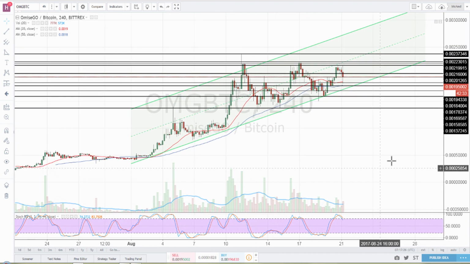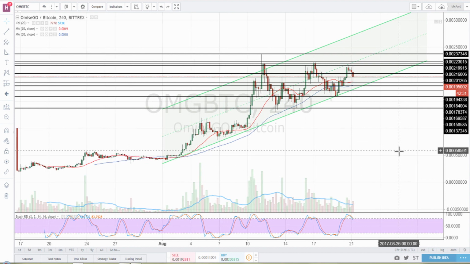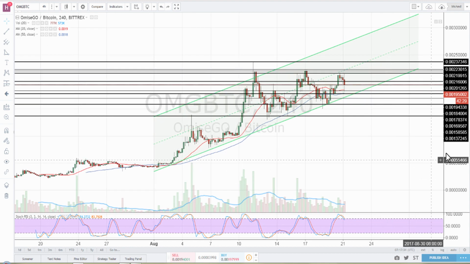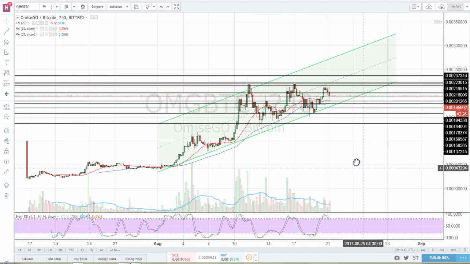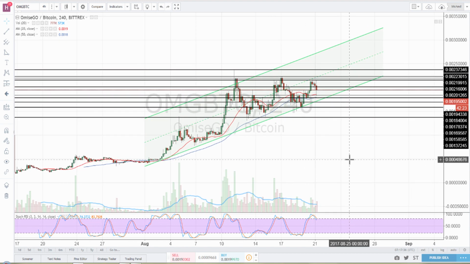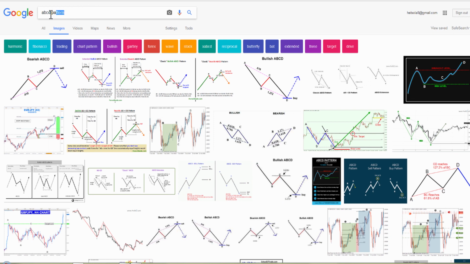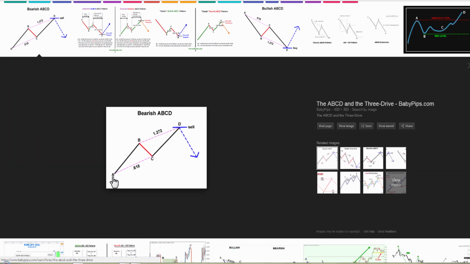Now, what did I find here on the OMG chart that I think is attractive? I think we're going to find a classic pattern in trading. It's called ABCD. If you go into Google Images and type ABCD pattern, you will find all these drawings. Let's take this one, for example. You see the legs go from A to B, B to C, C to D, and here you have a reversal.